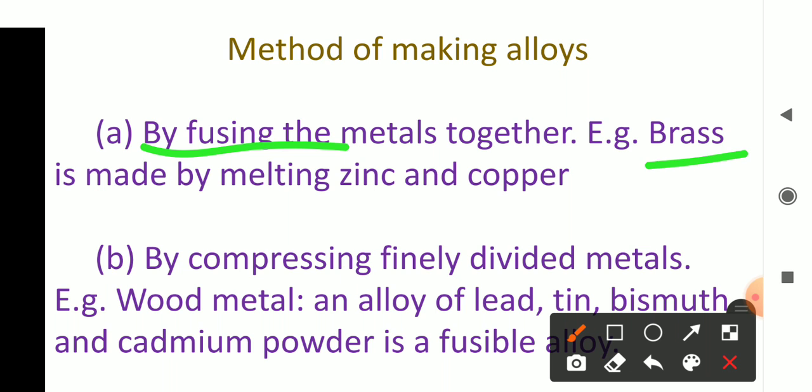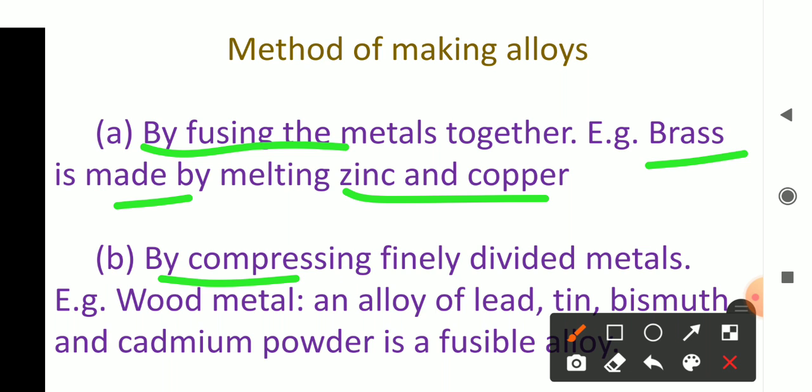The example is given here. Brass made by melting of zinc and copper. So brass means pittalai. How is it made? It is made by fusing the metal zinc with the metal copper. So this is method number 1. Then come to method number 2, by compressing the finely divided metals.